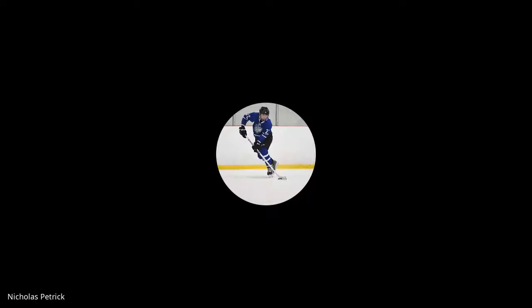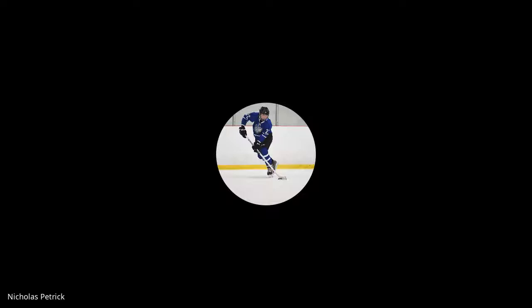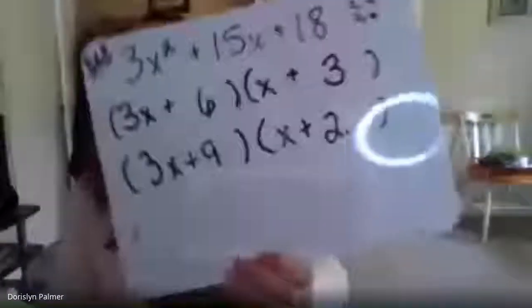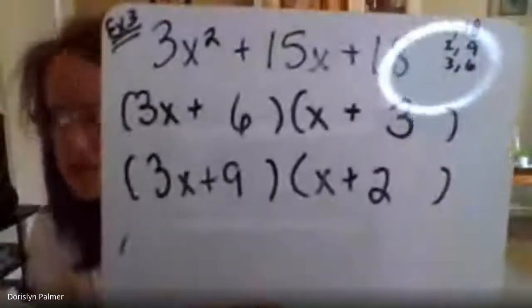There's another one that would work. Okay, what's the other one? If you do 3x plus 9 times x plus 2. I'm not sure if it works, but I think it works. When I did it, it worked. Okay. Oh, 3x squared plus 6x plus 9x. Yeah, both of those will work for this, and there is a reason why. That's good, Nicholas.